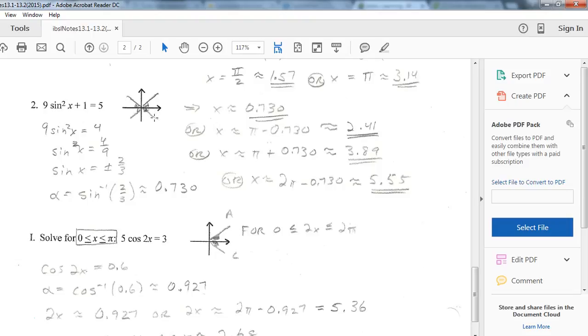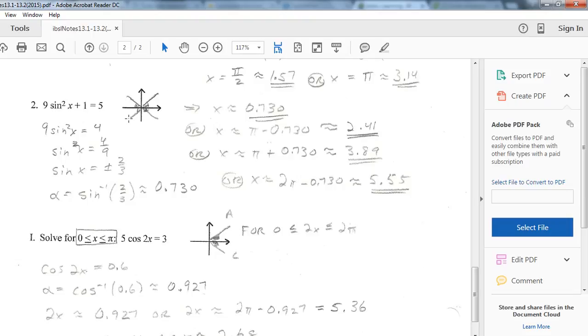Where else can we go in the downward direction from the x-axis and get the same answer? Right here, I'm going to also go down the same amount to get my next answer. So again, the reference angle doesn't change. Right here we were at pi. So now I'm going to do pi plus 0.730 to get this solution. And so that's where all four of those solutions are coming from.